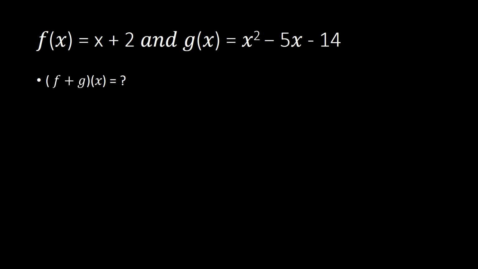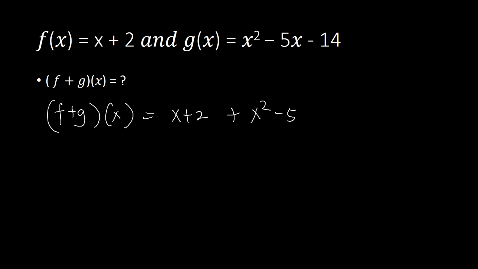We've got to add this up. So we have here f plus g of x. That will be equal to f of x, which is x plus 2, plus the g of x, which is x squared minus 5x minus 14. Then we simply arrange. X squared will be first, then followed by the x here, then followed by another x. We have minus 5x, and then followed by 2, and then followed by a minus 14.